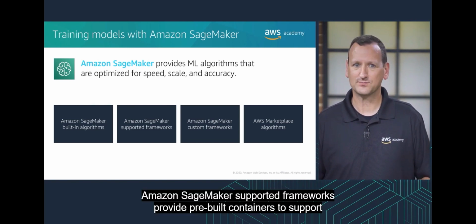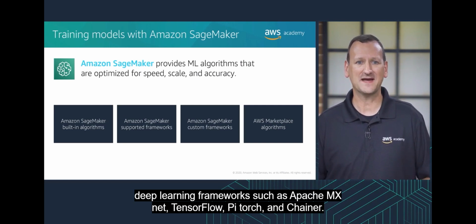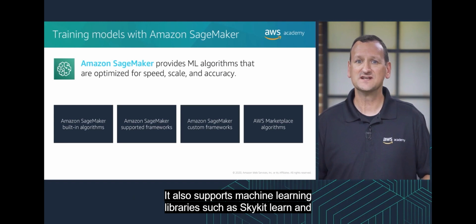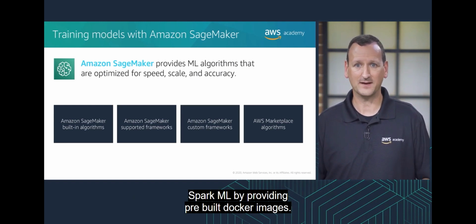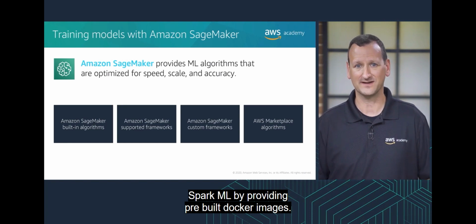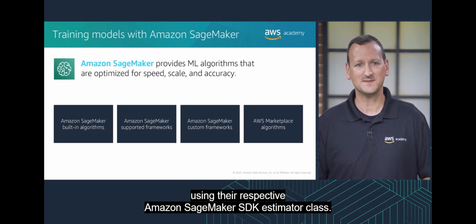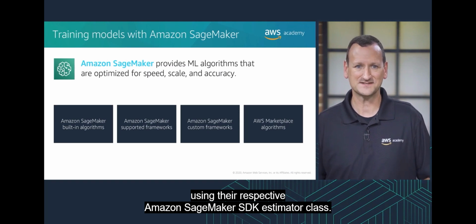Amazon SageMaker supported frameworks provide pre-built containers to support deep learning frameworks such as Apache MXNet, TensorFlow, PyTorch, and Chainer. It also supports machine learning libraries such as scikit-learn and SparkML by providing pre-built Docker images. If you use the Amazon SageMaker Python SDK, they are deployed using their respective Amazon SageMaker SDK estimator class.